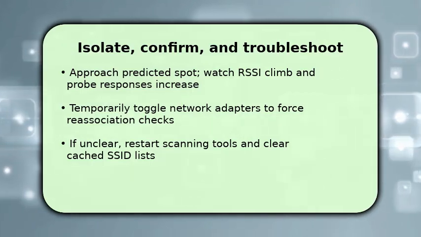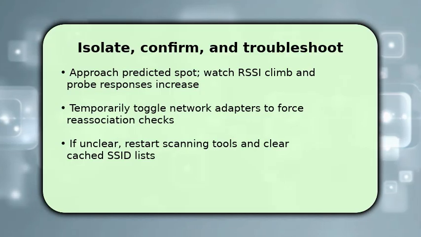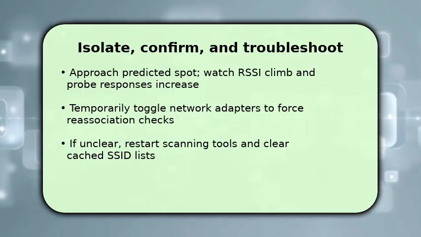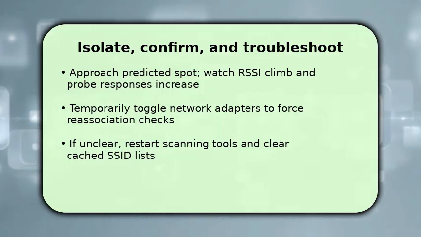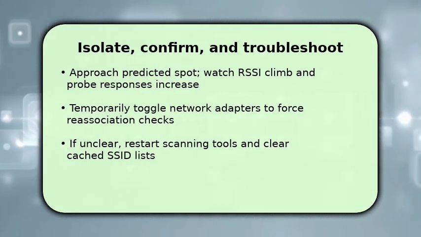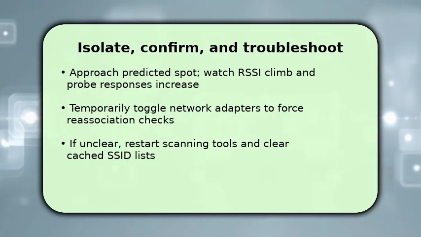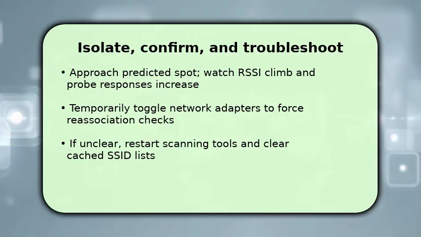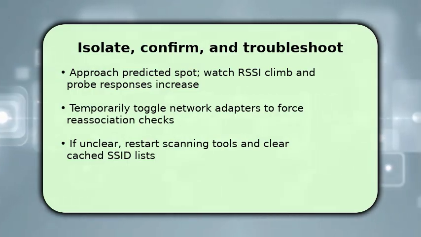If you still can't confirm, restart your scanning tools and clear cached SSID or ARP entries, because stale data often hides evidence. One troubleshooting tip: if signals fluctuate, wait 1 minute and rescan. Intermittent broadcasts can mislead instantaneous readings.